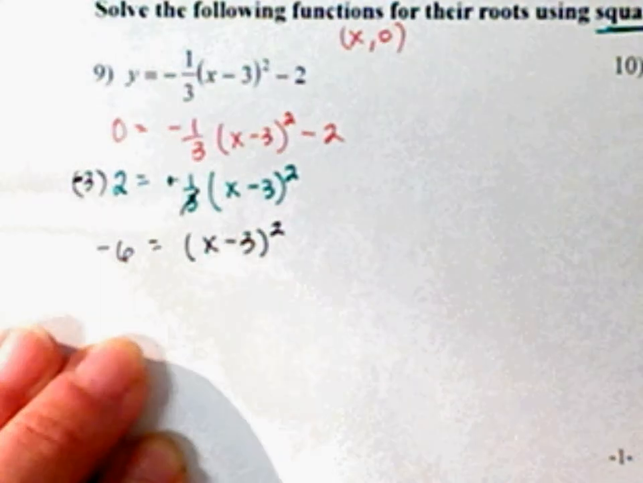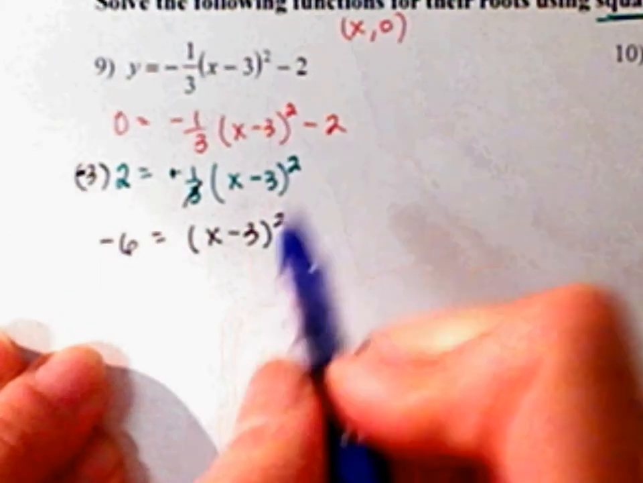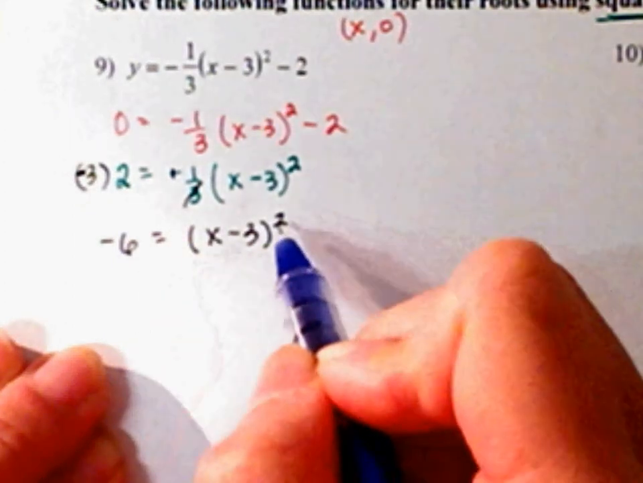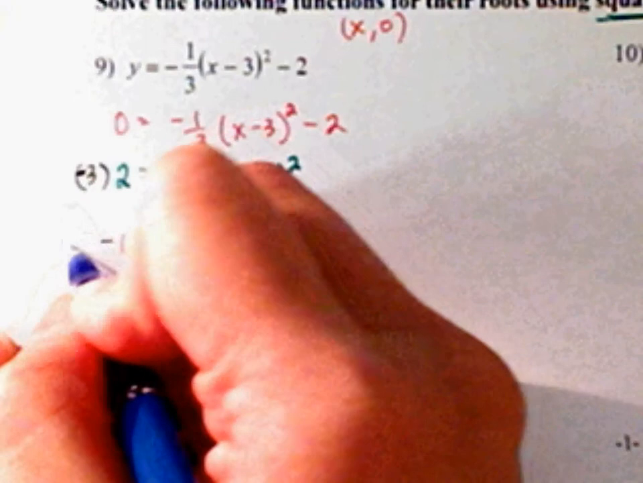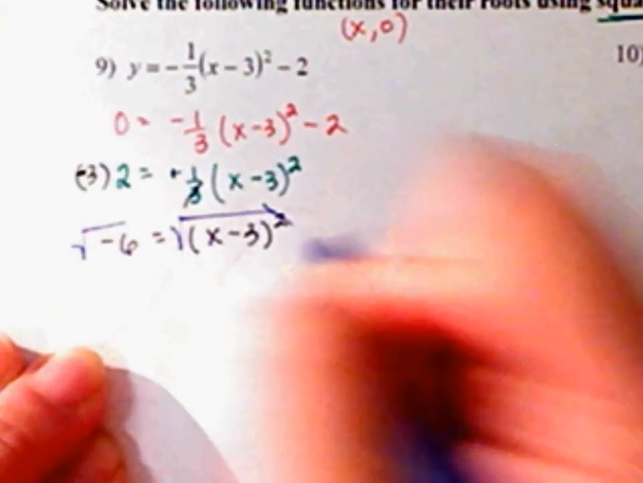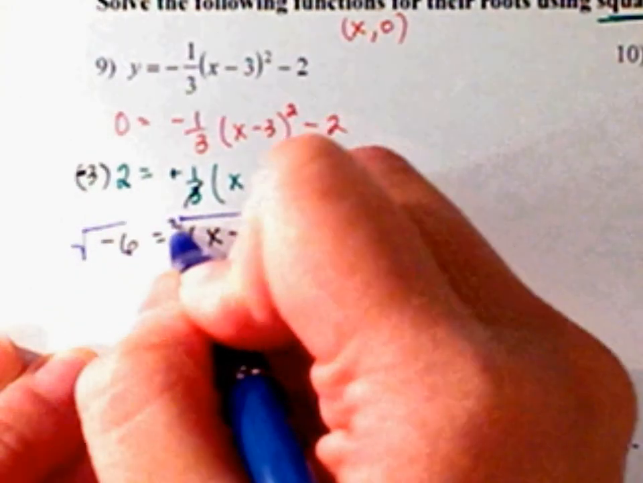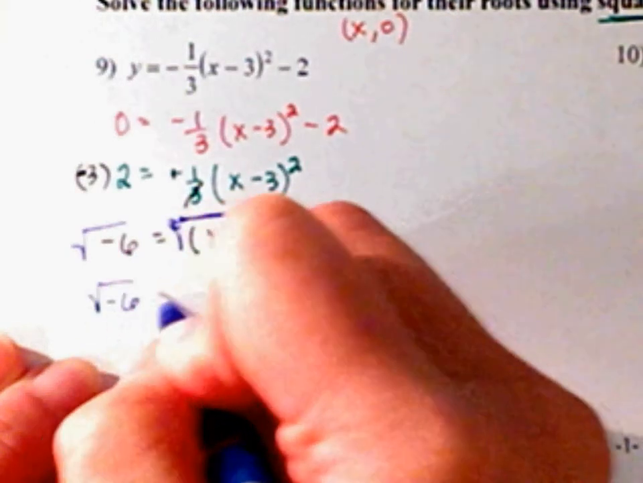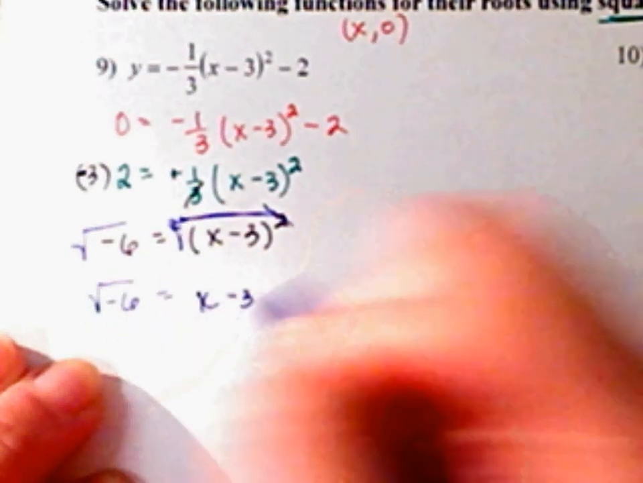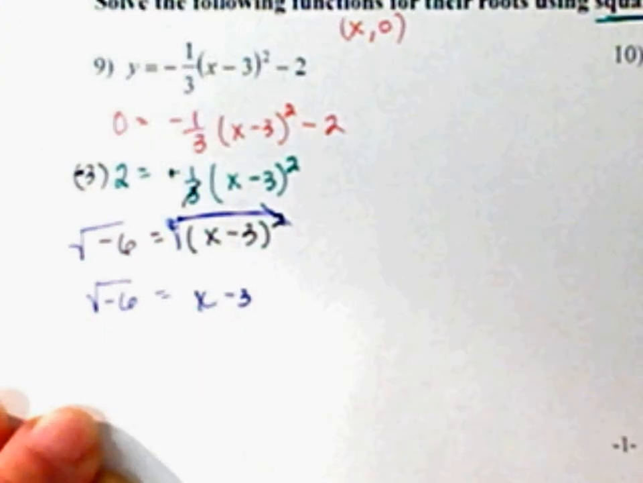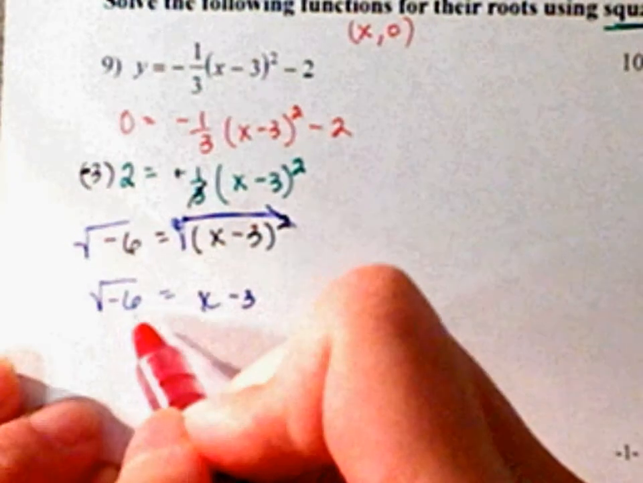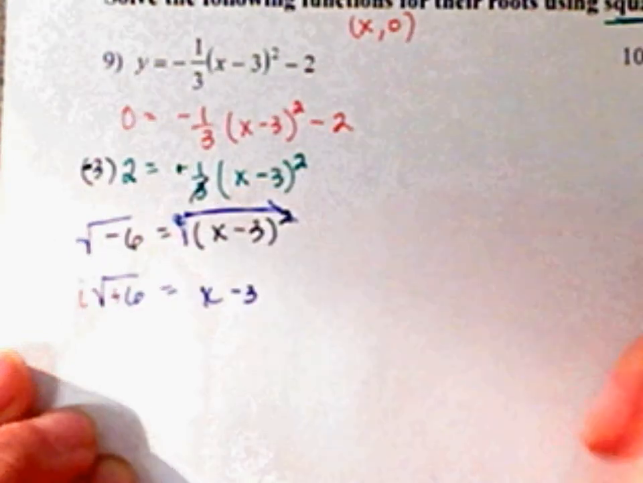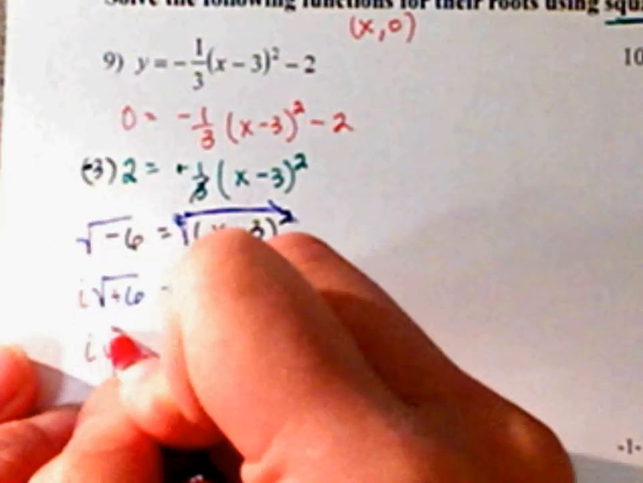When you get to this part, now you can take a square root. What is the opposite of a square? Well, it is a square root. See that right there? All right, so now you have square root of negative 6 is equal to x minus 3. Notice you cannot have a negative under the radical, so this is going to come out as an i. Okay, so you've got i square root of 6 is equal to x minus 3.